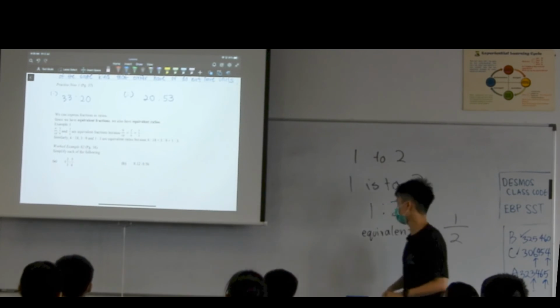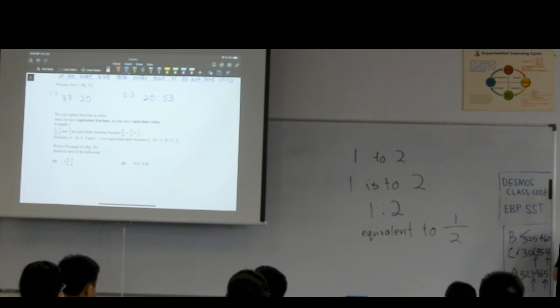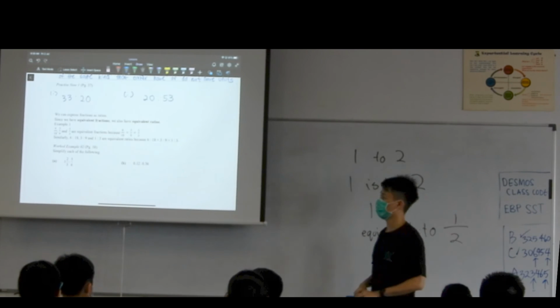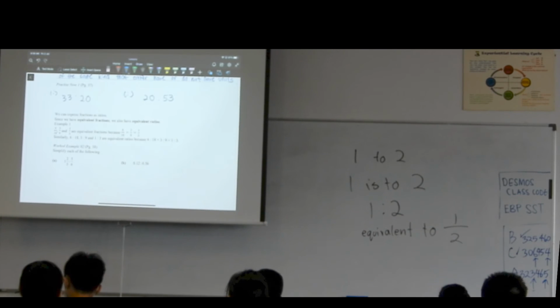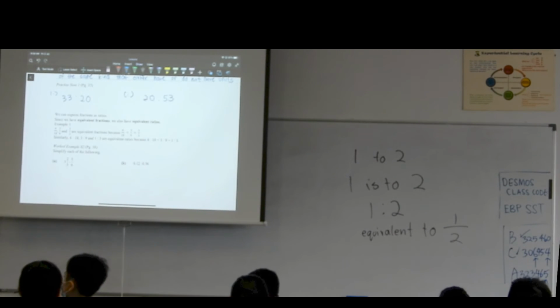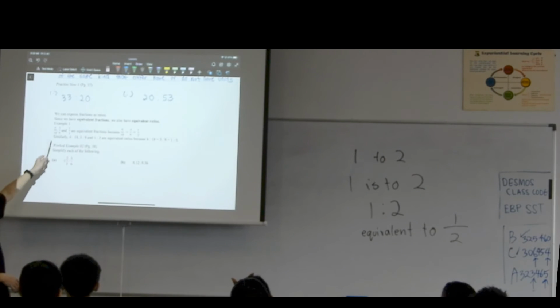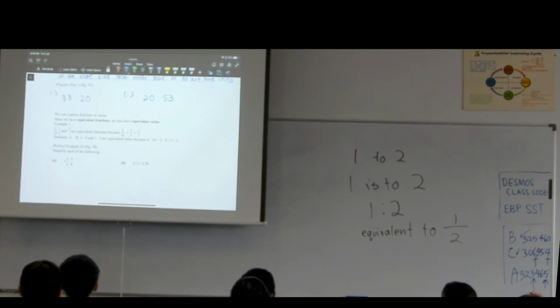Okay, so as some of you said just now, we can express ratios as fractions, and we call them equivalent fractions. And because ratios can be equivalent to fractions, we also have equivalent ratios. You may not understand what I mean, but let's look at this example. 6 over 18, 3 over 9, 1 over 3, are they equal? Yes. They are all equal. Since they are all equal, we call them equivalent fractions.